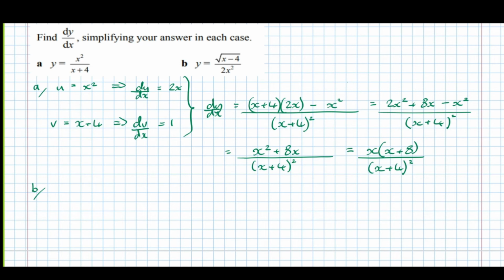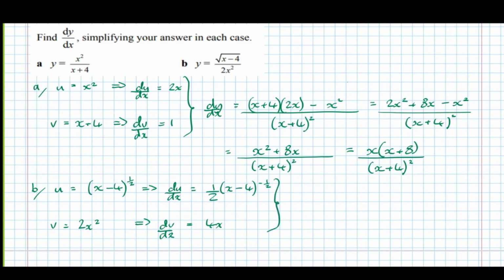Right, so u equals x minus 4 to the power of a half, which means that du by dx equals a half of that to the power of minus a half times the differential of the bracket, which is just 1, so I'm not going to write that. And v, put the implication sign there as well, v equals the thing on the bottom, which is 2x squared, which means that dv by dx equals 4x.